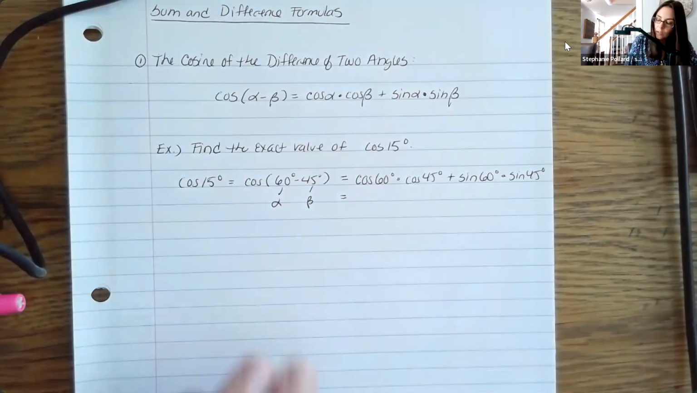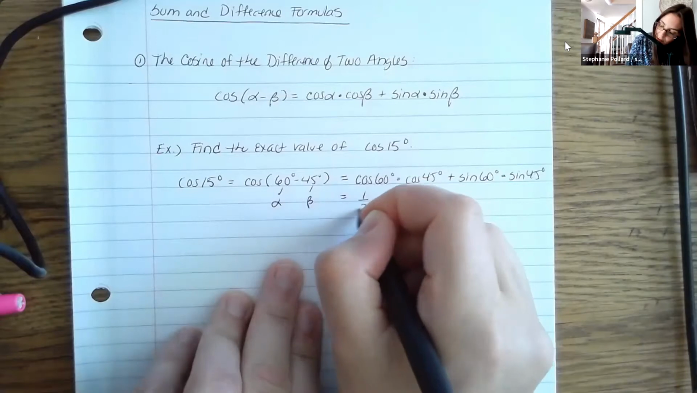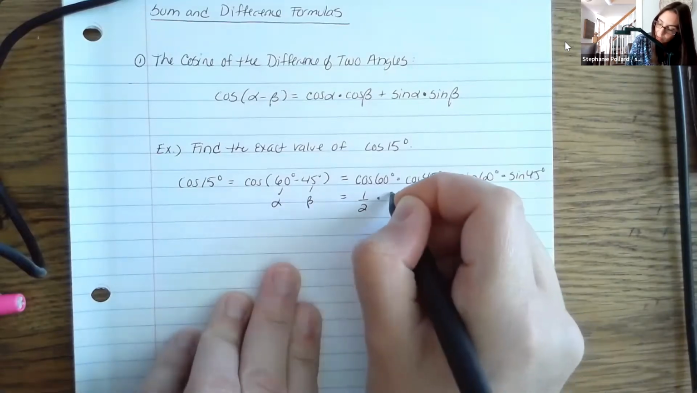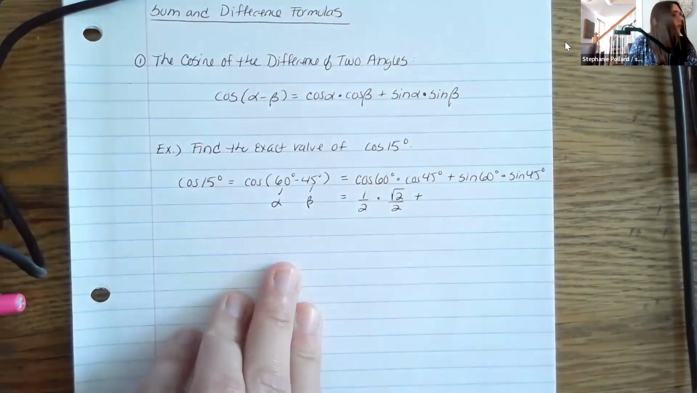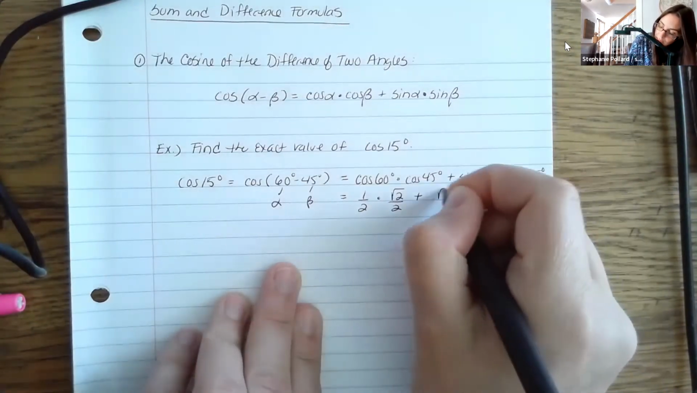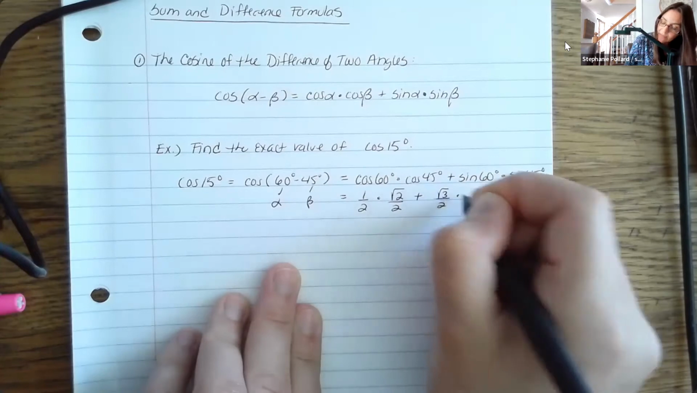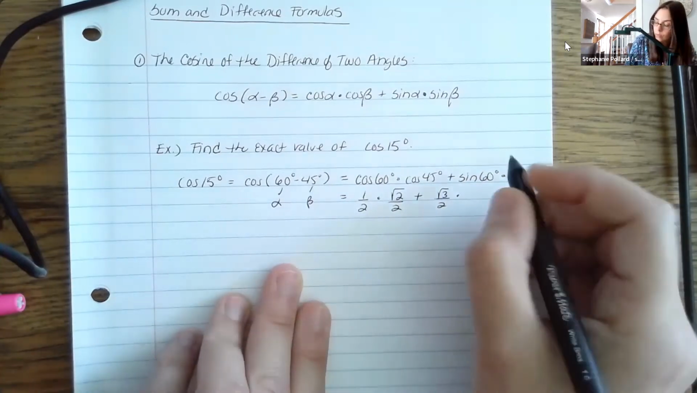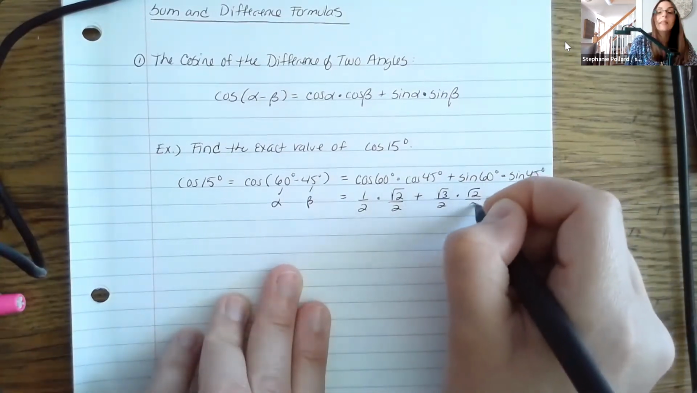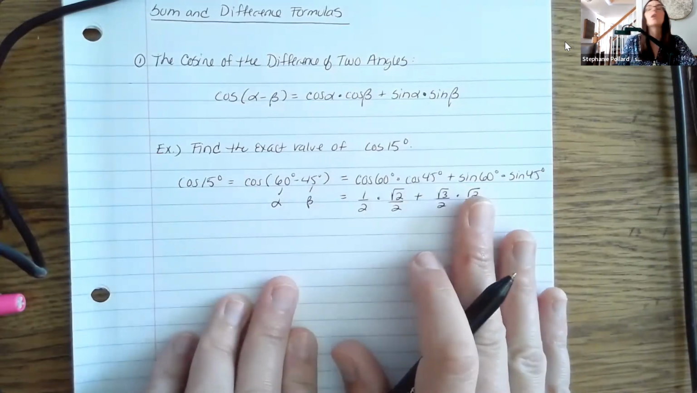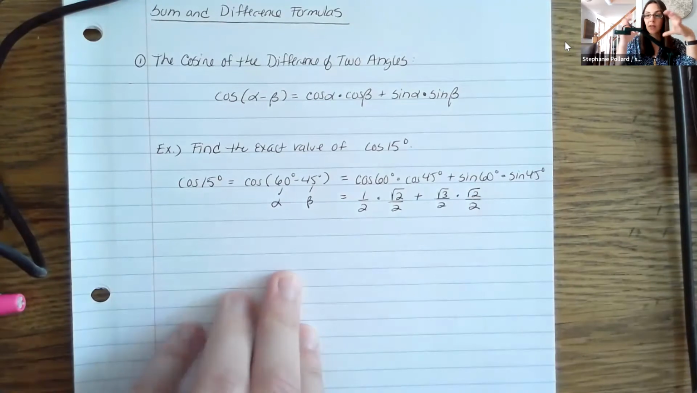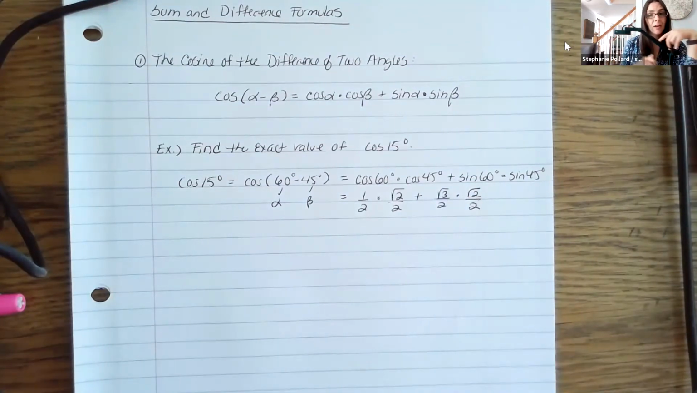Now, cosine of 60 degrees is 1/2, and cosine of 45 degrees is root 2 over 2. And then sine of 60 degrees is root 3 over 2, and sine of 45 degrees is also root 2 over 2. And again, these are values you should know. You have these values in your notes already. So if you haven't yet, again, make yourself a little cheat sheet, or you can even probably print it off online of those key values that we use all the time.